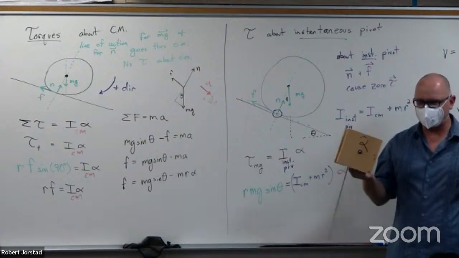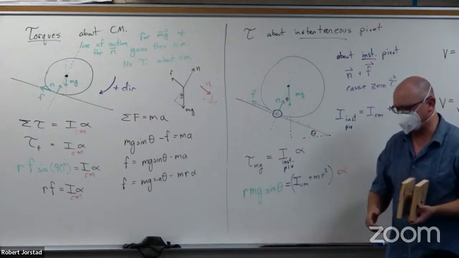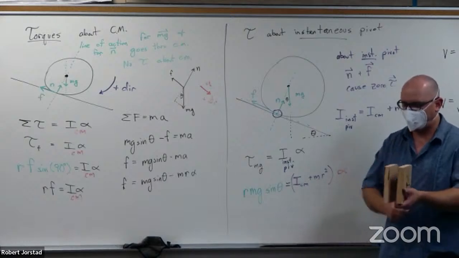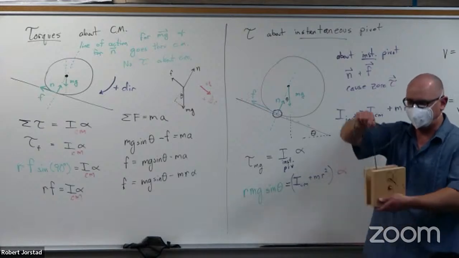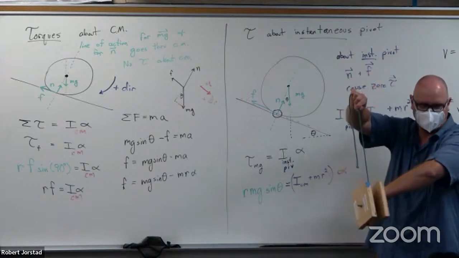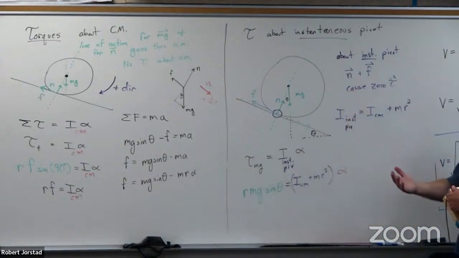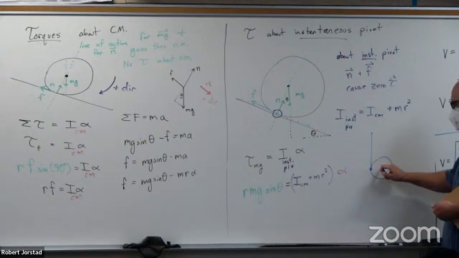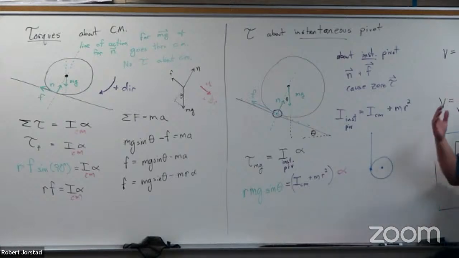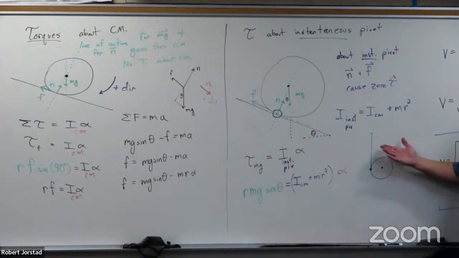Now, why am I bringing up a yo-yo right now? I want you to think about this. The yo-yo is rolling down the string without slipping. It's like a ball rolling down a hill, only the ball is rolling down the string. So if you're doing a yo-yo problem, this could be the instantaneous pivot, or this could be the center of mass. It's exactly the same math. You could do an energy problem as it falls, you could do torques about the center of mass, or you could do torques about the instantaneous pivot.